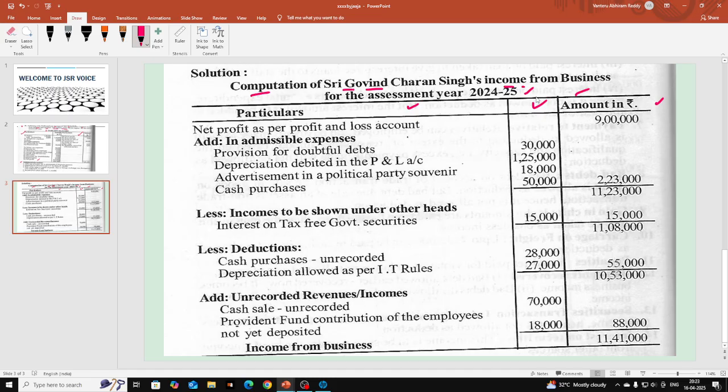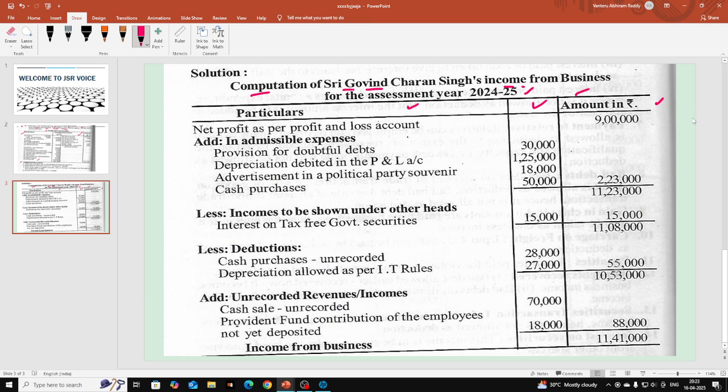For all five heads of income the heading format is the same, but the head changes. If you calculate income from salary, we will call it computation of Sri Govind Charan Singh's income from salary for the assessment year 2024-25. If it is income from business, we will write it like this. So this is clear.